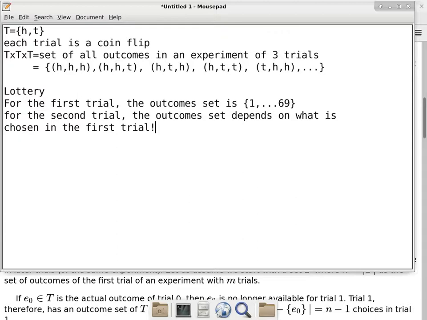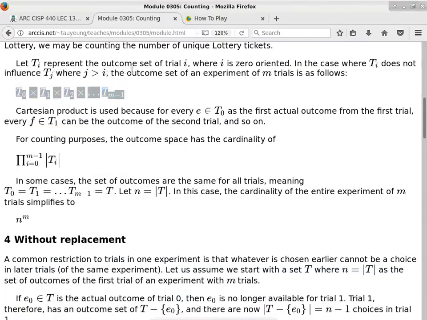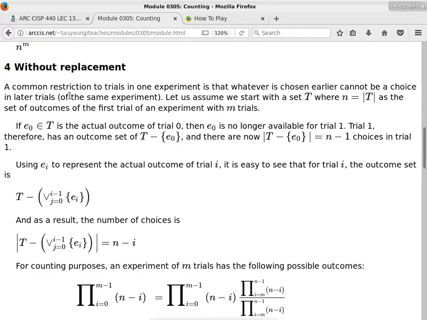Is that okay? All right. Getting back to the notes here, without replacement is just like when you're dealing with a lottery game. When you have chosen something in one trial, you can no longer use that again in all the later trials. So in this case, if E0 in T is the actual outcome of trial 0, then E0 is no longer available for trial 1. Trial 1 therefore has an outcome set of T minus the set that consists of only E0.